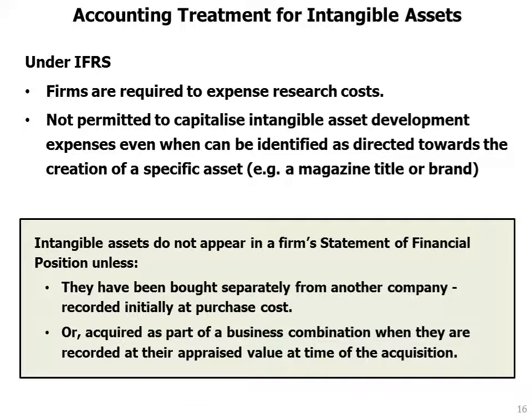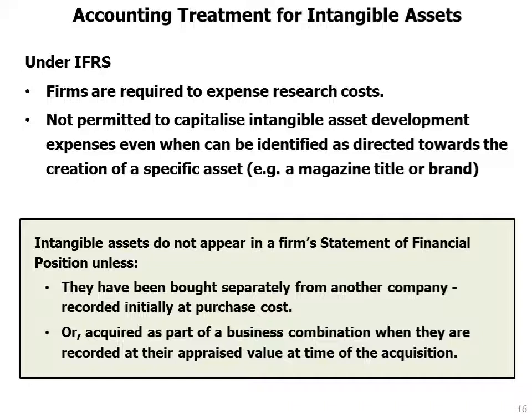So they do not appear in the financial statement unless they have either been bought separately from another company. So we might have a big drug company buying a patent from a small research outfit, in which case we would have a valuation, the valuation based on how much the big drug company paid the research outfit for the patent, or as a result of a business combination.